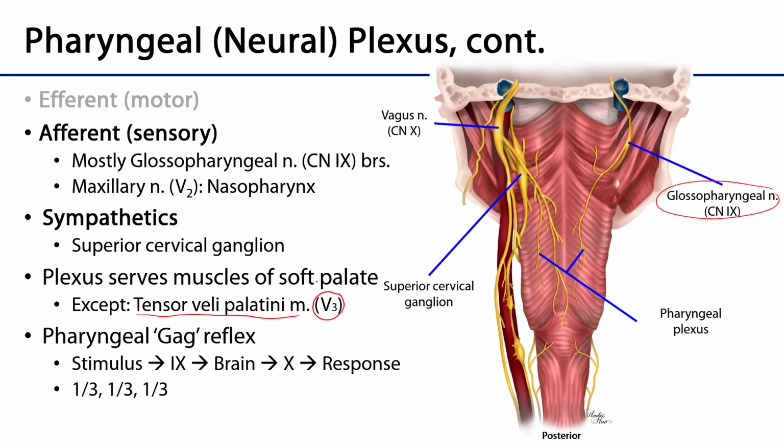Another important thing to note is that the nasopharynx gets its own sensory innervation, and that's by the pharyngeal nerve of V2, which is the maxillary nerve or the maxillary division of trigeminal. But other than those regions, glossopharyngeal nerve 9 is going to be the afferent.